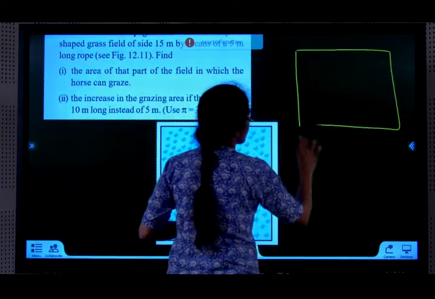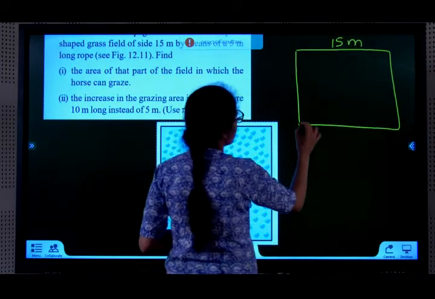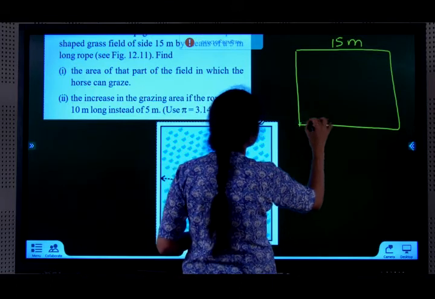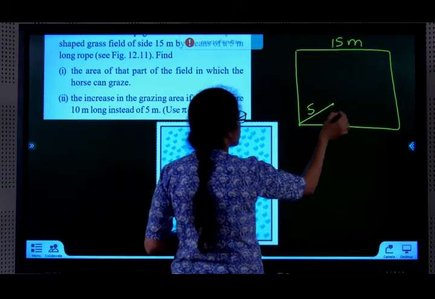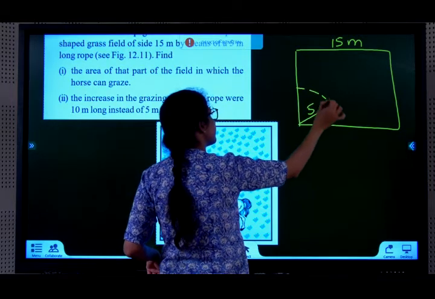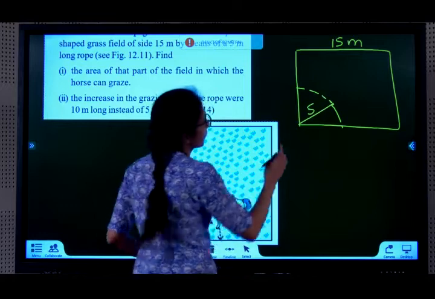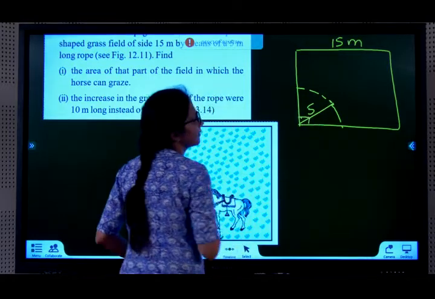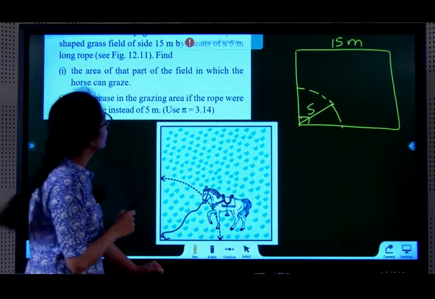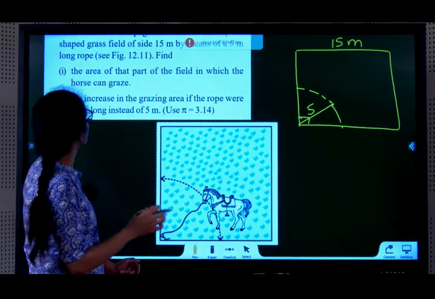So we have a square field of 15 meters length. We have a horse whose rope is 5 meters. So if that horse wants to graze, it can graze anywhere in this region. Agreed? More than that the rope will not go. What is this angle here? 90 degree. It's a quadrant. Okay. Find the area of the part of the field in which the horse can graze.